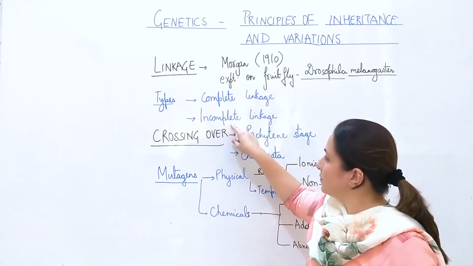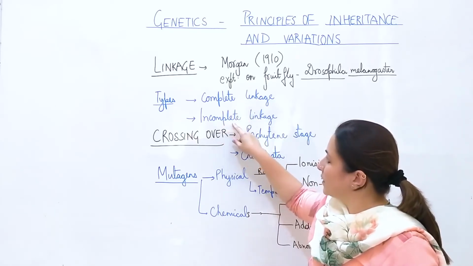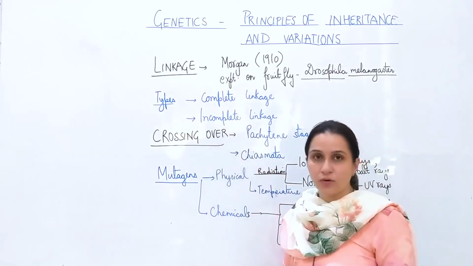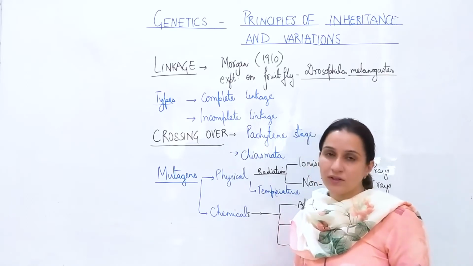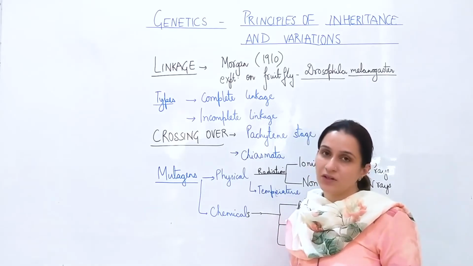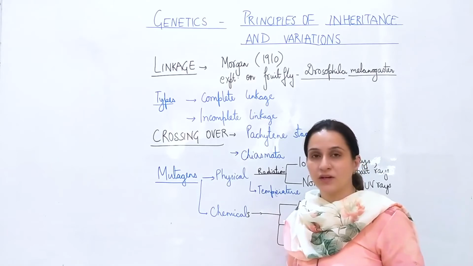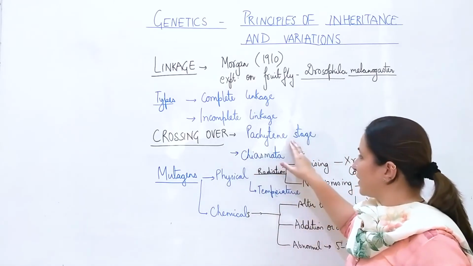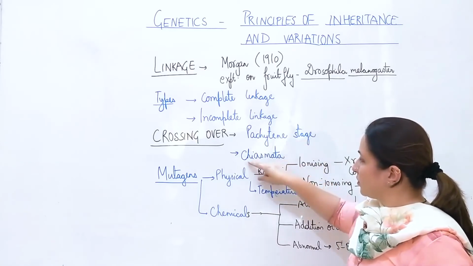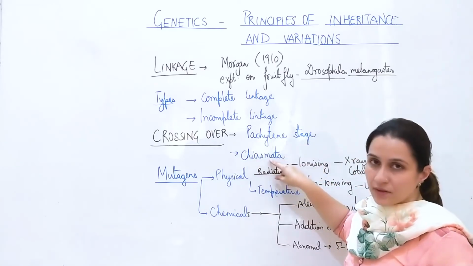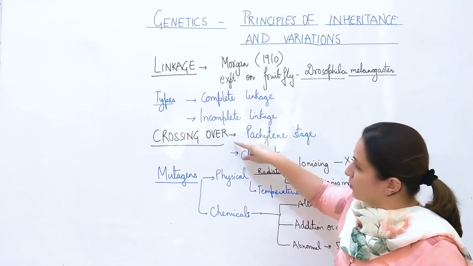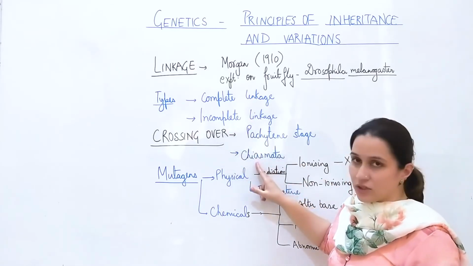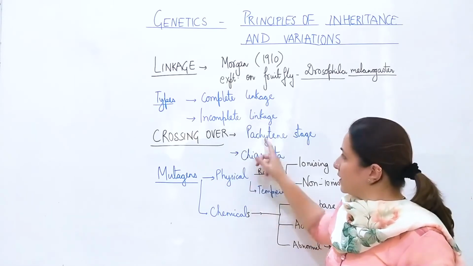Incomplete linkage means the genes are not coming as parental type in the next generation. It may occur because of the process of crossing over. What is crossing over? It is the process where genetic material between two homologous chromosomes is exchanged during meiosis. And it occurs at the pachytene stage. Chiasmata are the result of this crossover. It is not because of the chiasmata formation point of crossover that linkage occurs.